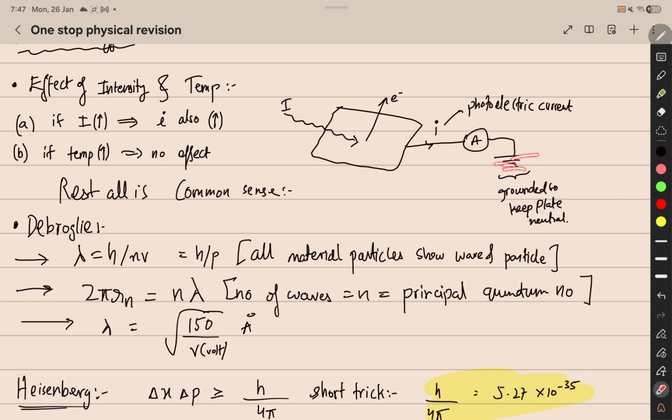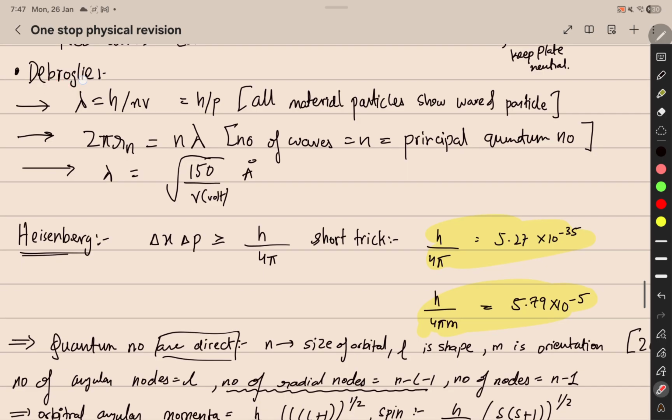The plate is being grounded so that this plate can be kept neutral. Okay. De Broglie wavelength is h by mv, or h by p. All material particles show wave and particle nature. 2 pi r_n is equal to n lambda. The number of waves is also equal to n, which is the principal quantum number.